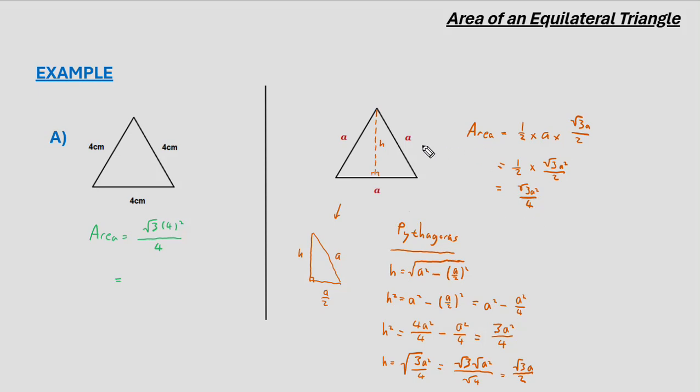Thus the area of an equilateral triangle is root 3 multiplied by side length squared over 4, which we're going to do over here, for example A. And if we use an appropriate calculator to do this sum, we can eventually get a value of 6.93 centimeters squared. That's to 2 decimal places. So that is how we can work out the area of an equilateral triangle, provided we know what the side lengths are.